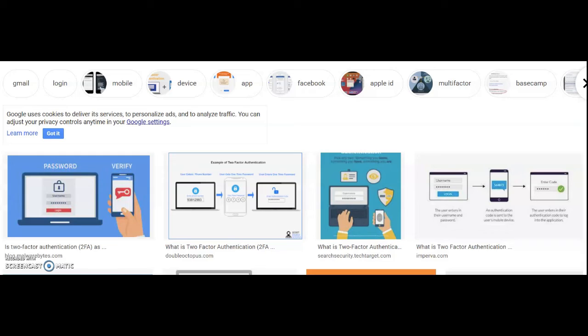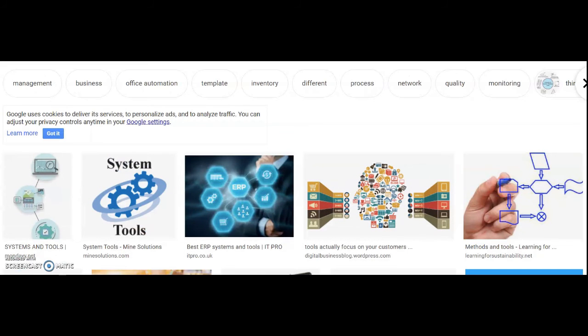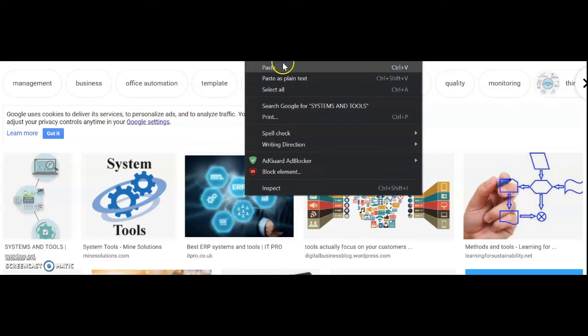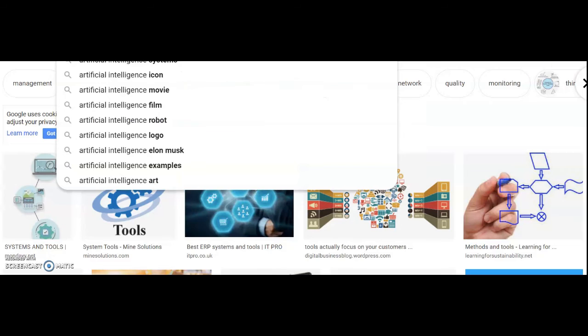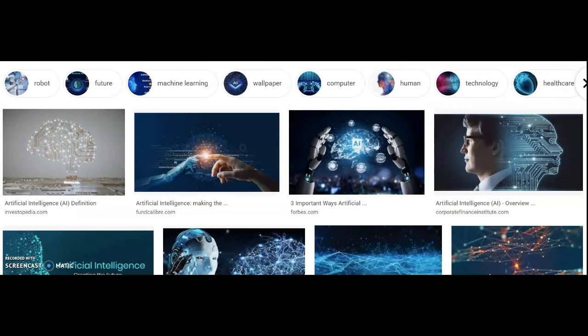Now let's talk about systems and tools. Let's talk about artificial intelligence first of all. This is a machine or software technology that mimics human intelligence. Rather than the computer following preset commands, AI can learn, recognize speech, plan, solve problems, and self-correct.